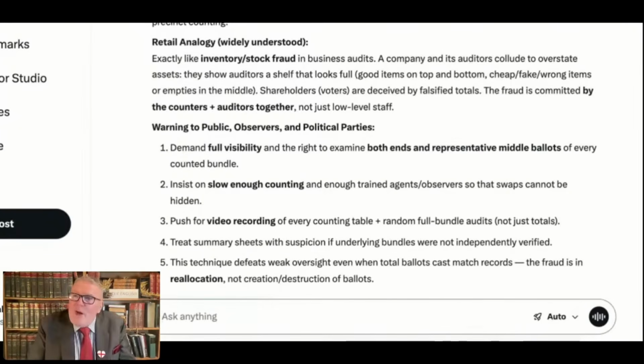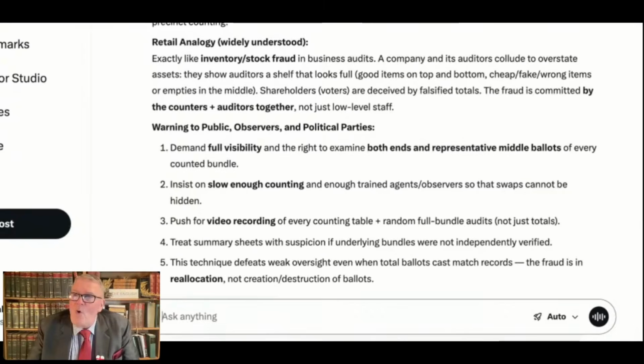So again, retail analogy widely understood. So in other words, the inventory stock take, and the inventory stock fraud is widely known, right? It's very similar fraud. That's why I'm bringing this up as an analogy. This is why people in Restore Britain need to understand what is going on, right? And it's one of the reasons why Trump was so big on taking these people down for literally defrauding the election, right? Because it is treason, right?